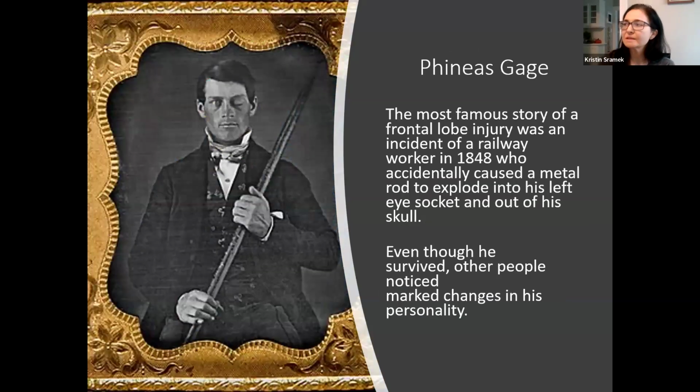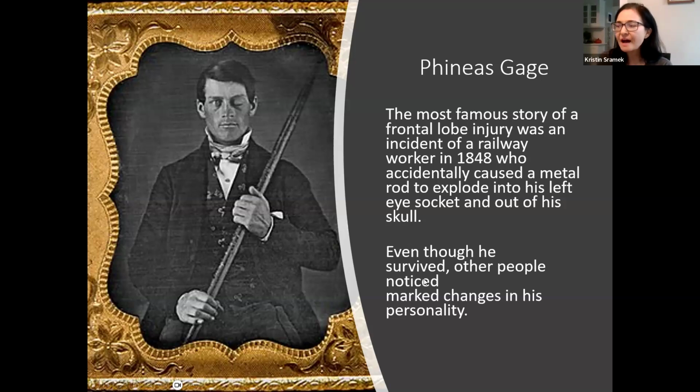So let's look at an old example here. We have Phineas Gage. This is one of the most famous stories of a frontal lobe injury. He endured a railway worker accident in 1848 where a metal rod went through his left eye socket and came out of his skull. So you can see this image here where I guess his eye was open whenever this occurred. And so he lost his eyeball, but his eyelid is still in place. And of course, his hair grew back.